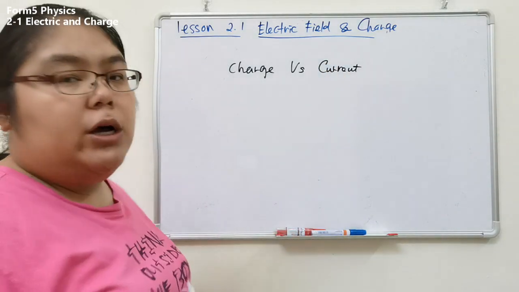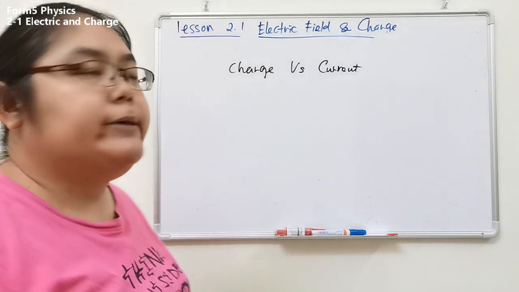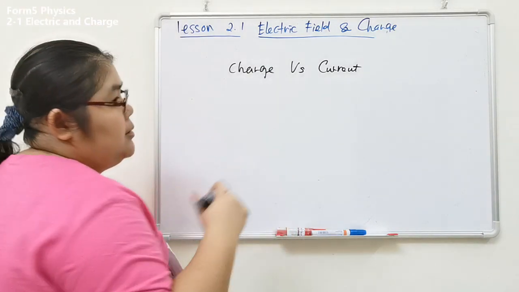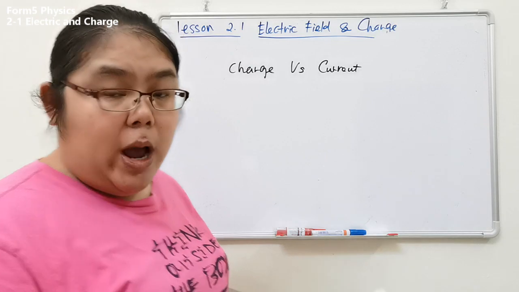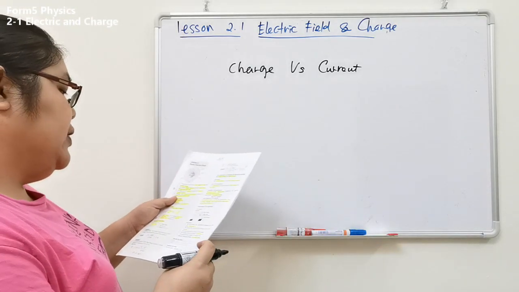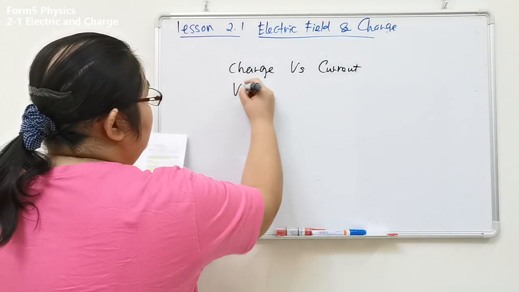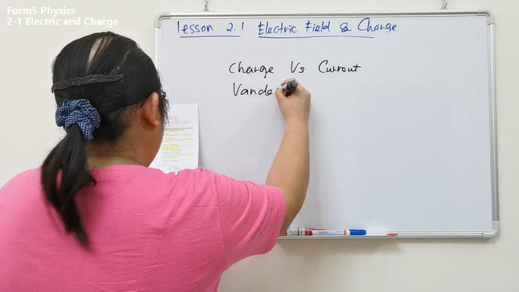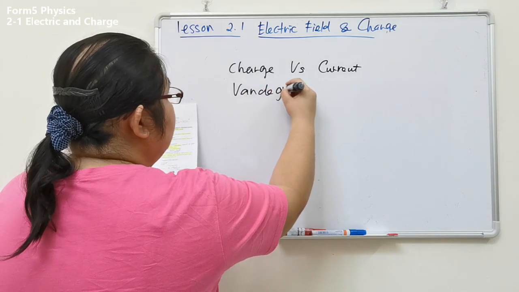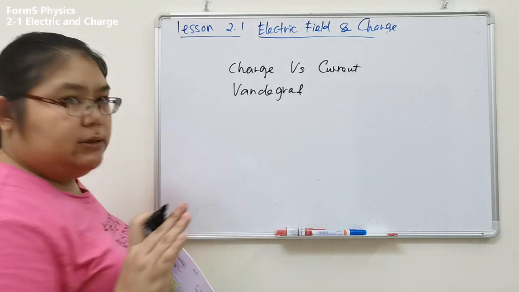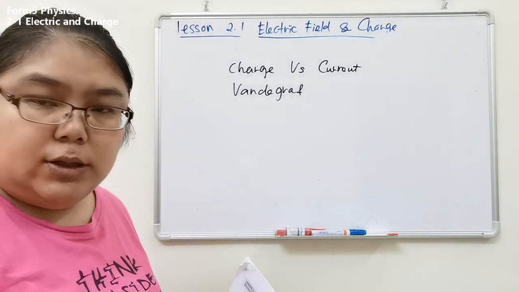Okay, normally we know, when the charge is more, the current should be higher. What we control is the charge. How to make the charge become more and less? First, we're using the Van de Graaff generator. If I'm not mistaken, I showed you during the class for 5 Science 1 students.